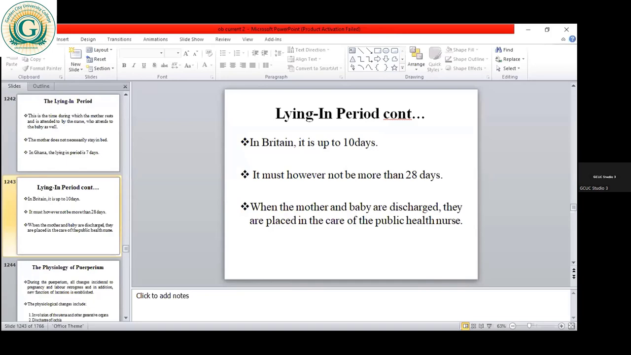So what it means is that, ideally, the woman should be in a hospital for observation. Ideally, you have to be in hospital for 7 days. That is the lying-in period. But unfortunately, because of space, these days people deliver in the morning and they are discharged in the evening. That is not the best. You have to be there for observation.